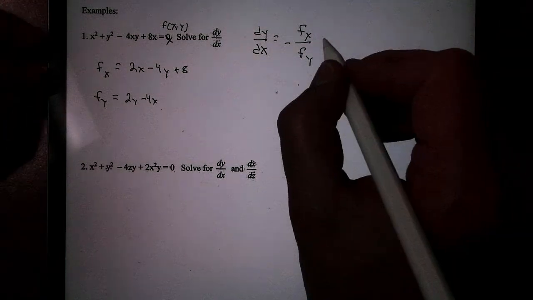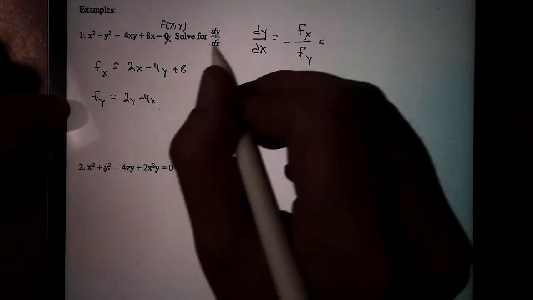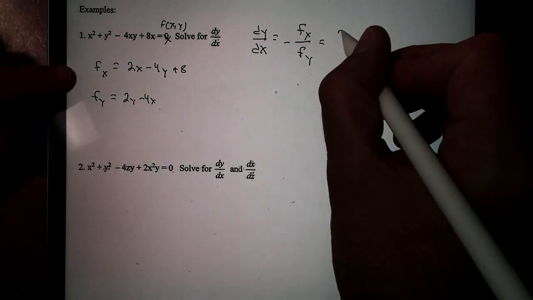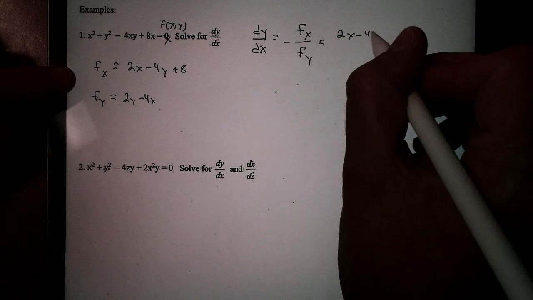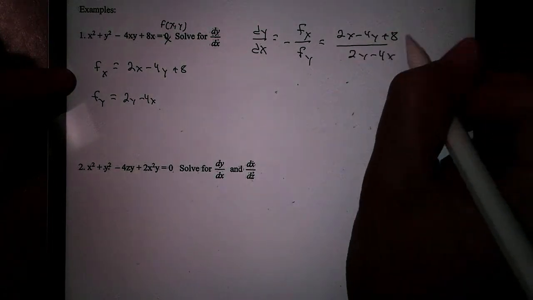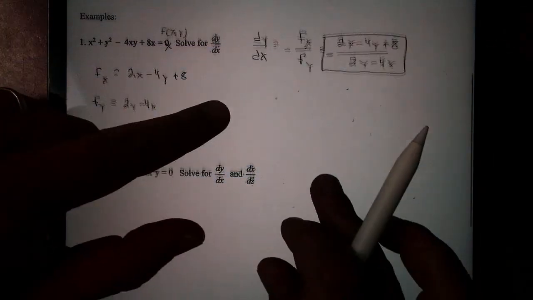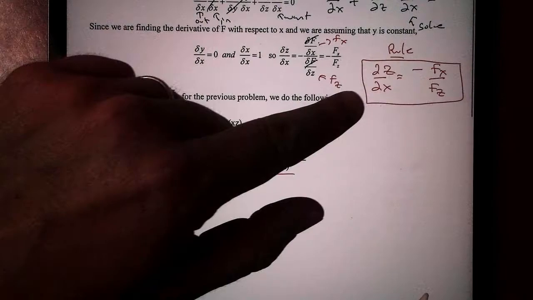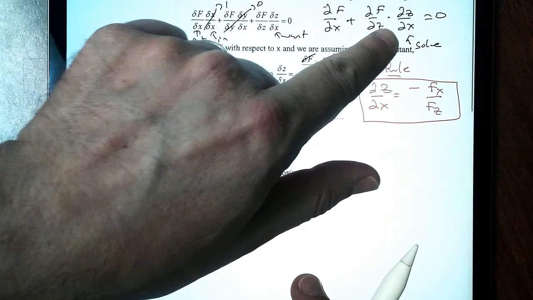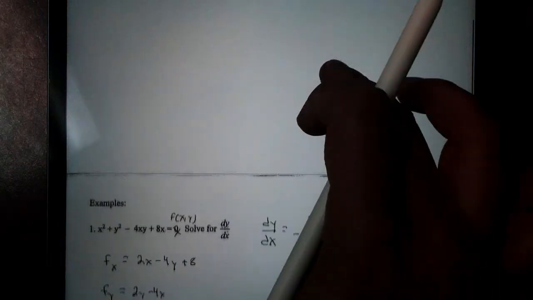All right, so now to get our final derivative, we're going to take the partial with respect to x, which is this 2x minus 4y plus 8, and divide that by 2y minus 4x. Don't forget the negative, okay? Remember, that negative comes from the algebra when we're solving. If I'm solving for the partial of z with respect to x, we have to subtract the partial with respect to x. That's where that comes from, so don't forget about that.